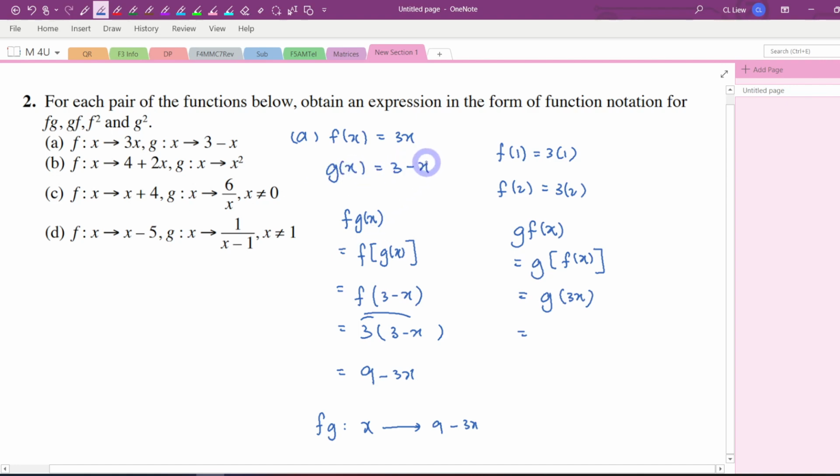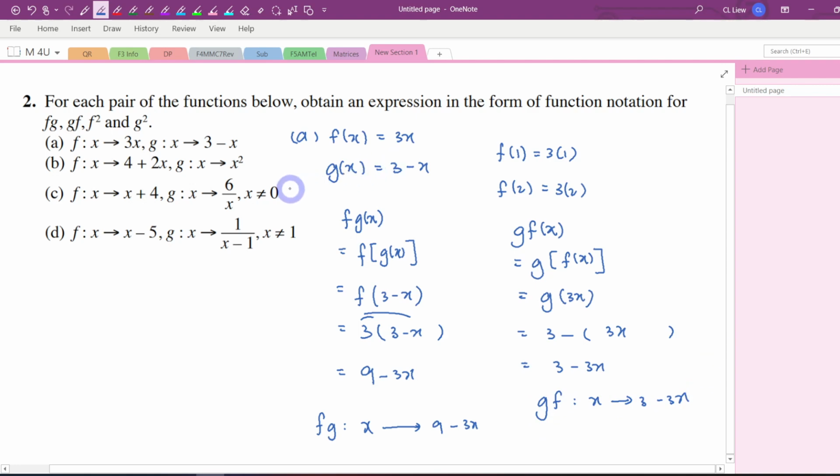Replace the x by a parenthesis. So 3 minus, put a parenthesis here. What I'm going to fill in here depends on what I see here. This is 3x, therefore I need to write 3x. In this situation, actually you don't have to put the parenthesis, it's okay. The reason that I write the parenthesis is to help you understand it better. So this is actually equal to 3 minus 3x, right? So the function g of f maps x to 3 minus 3x.